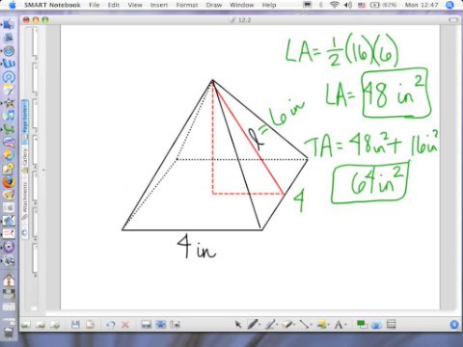Now when we get to volume, it's 1/3 the area of the base, which is a square, times the height of the whole object. What am I missing? The height, but you can find the height by doing the Pythagorean theorem, can't you? You can find the height. That's a squared, because my base is a square.